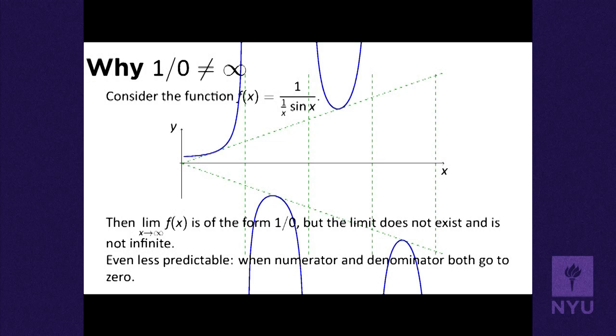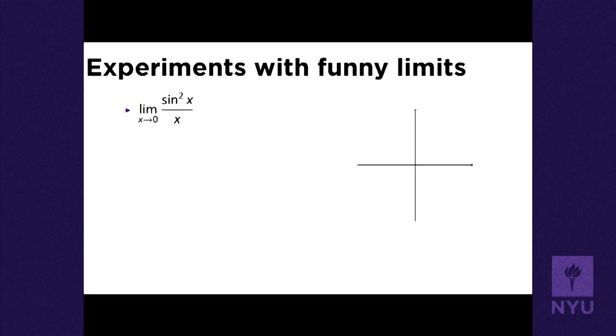So what's even less predictable is if you have a quotient where the numerator and the denominator both go to 0. And those are the ones that we're going to look at the most today. Here are some examples of these kinds of 0 over 0 indeterminate forms. So here's one, sine squared x over x as x goes to 0.